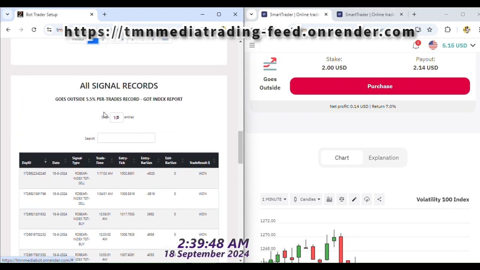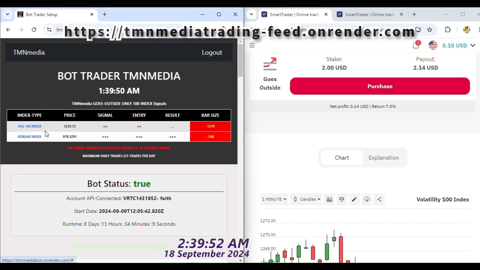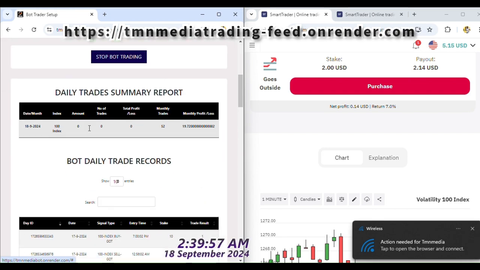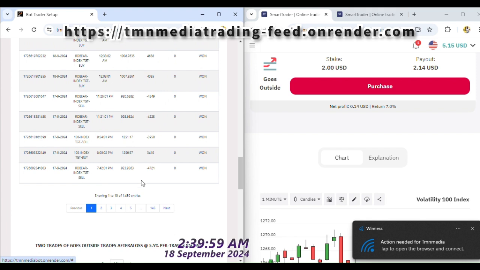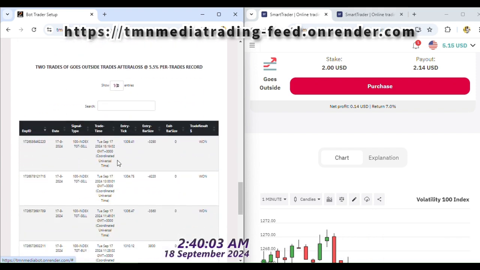Now, these are all the signals generated, okay, for both 100 and RD index. So I need you to understand. I'm still going to do some trade. I just want to cover this so that you understand what's actually going on.